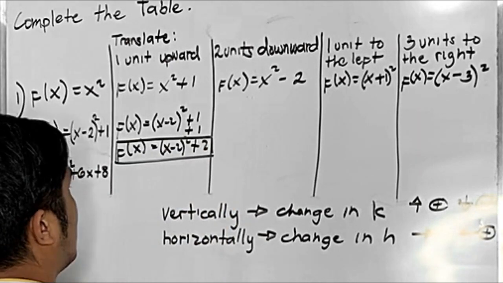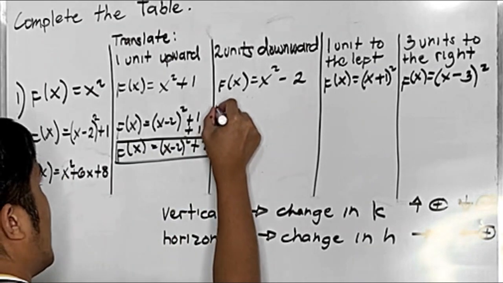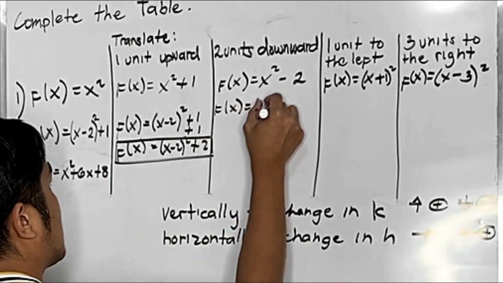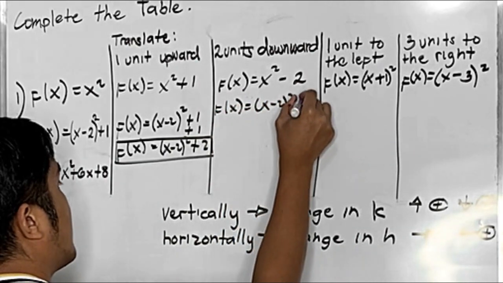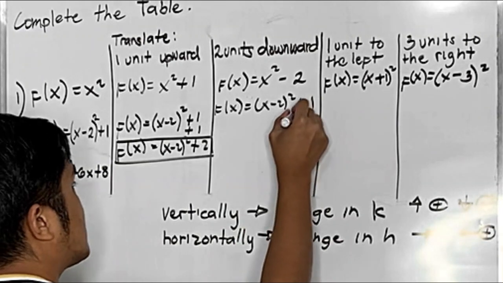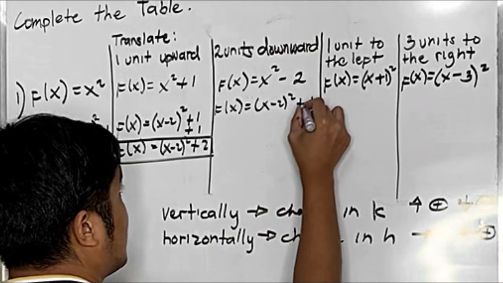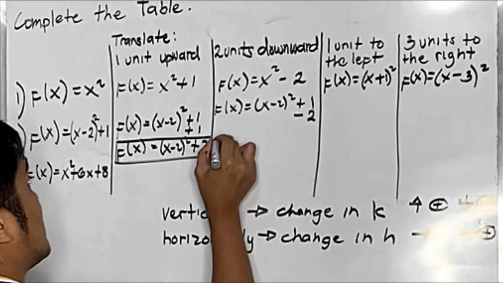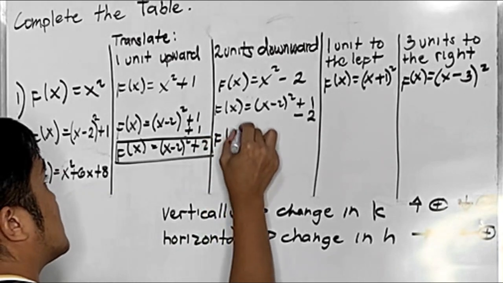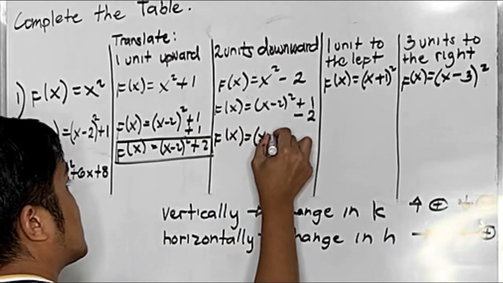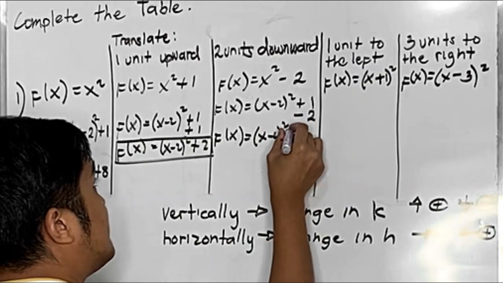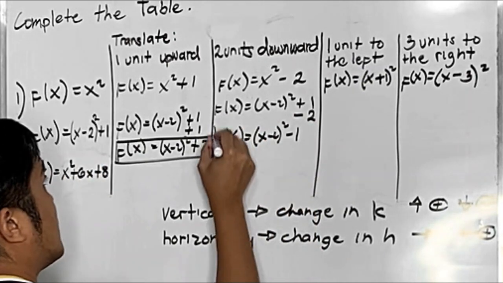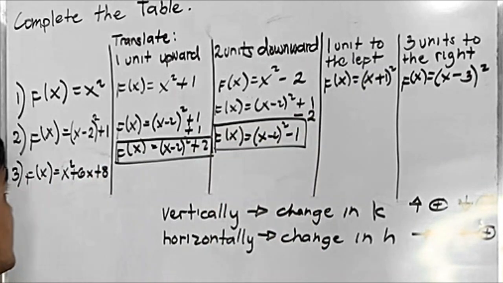How about if you are to move downward? So that will be f of x is equal to (x minus 2) squared plus 1. So you will need to subtract 2 units from k. So it will become f of x is equal to (x minus 2) squared minus 1. So that will be our function.